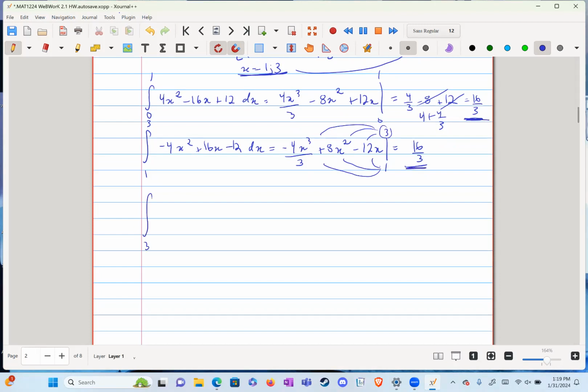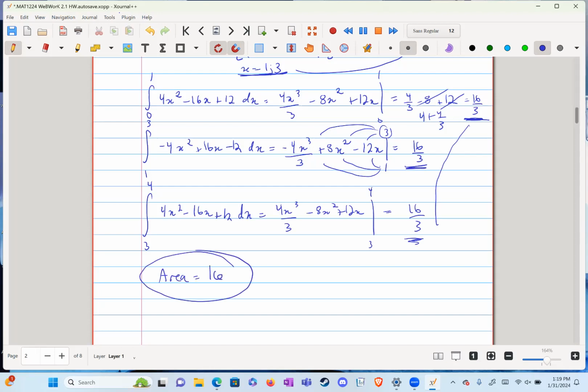And our last integral from 3 to 4 is going to be the same one from here: 4x squared minus 16x plus 12 dx. It is just the same exact solution as our first integral above. And since we're only 1 away as well, it will yield the same solution of 16 over 3. Then you add that all together, it's 3 16 over 3s, which means it is just 16. That is our solution to this problem.